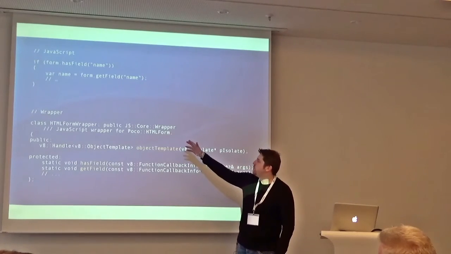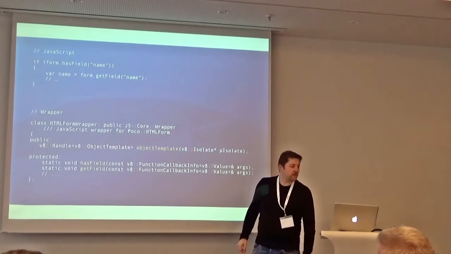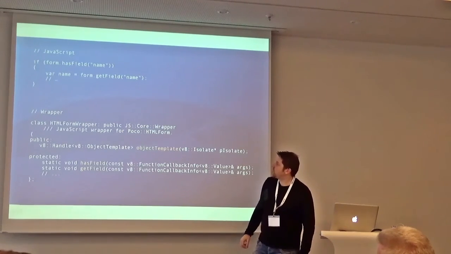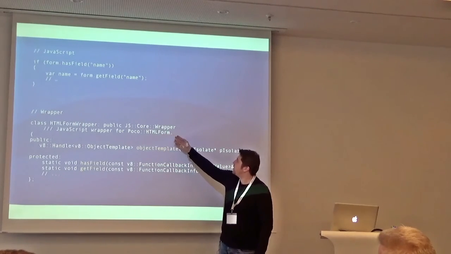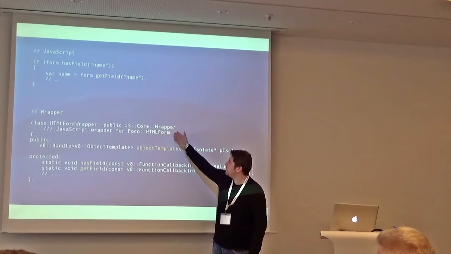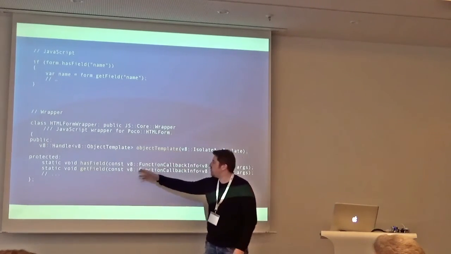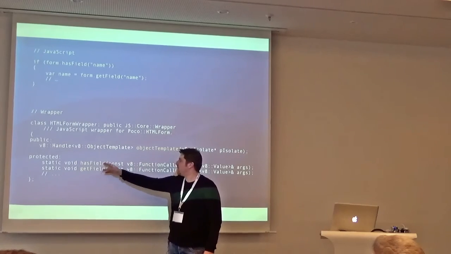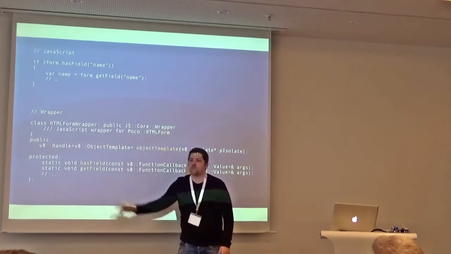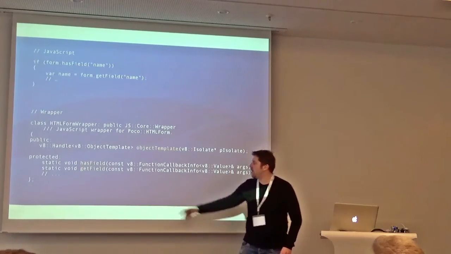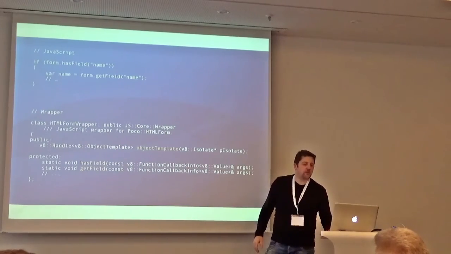For that Boko HTML form class, we need to provide a wrapper function called the HTML form wrapper, which is derived from our wrapper class. We have to override the object template function, and we have to provide a static method for every C++ method that we want to expose to JavaScript as a JavaScript method. In this case, we have hasField and getField, and in the real implementation, there are a couple of more methods.